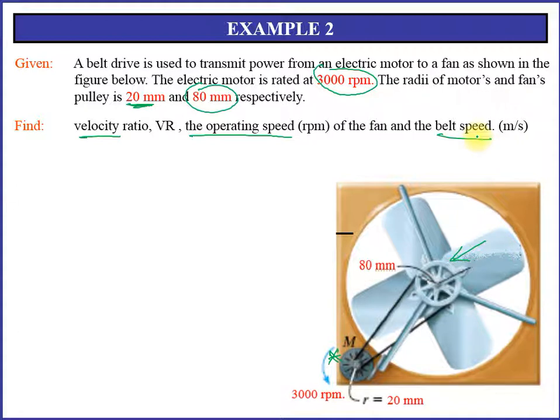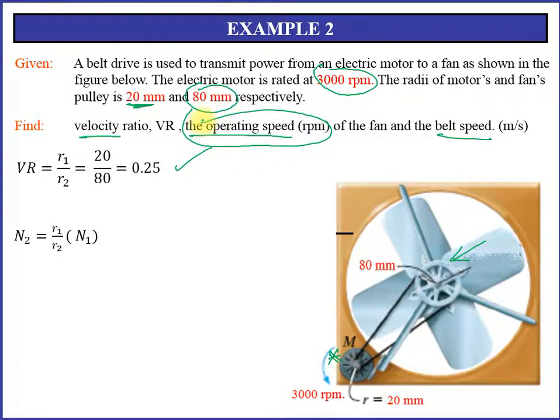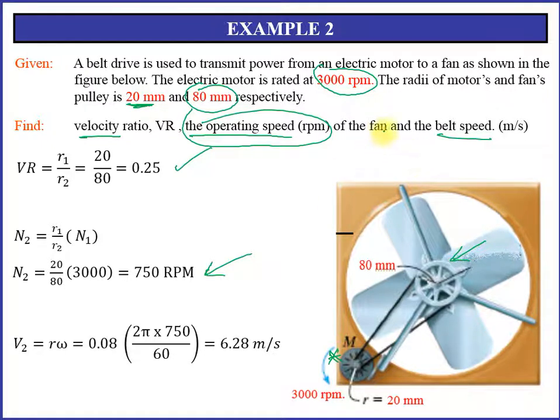So it is a simple question. Velocity ratio using R1 over R2, and then you get 0.25. So the operating speed means the fan speed. So from this ratio of radius and rotation, you may get the answer for the rotation of the fan, 750 RPM.